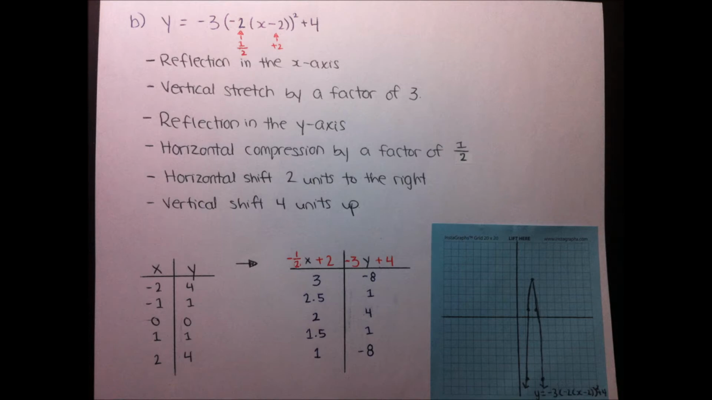For how the equation would be obtained, there is a reflection in the x-axis, a vertical stretch by a factor of 3, a reflection in the y-axis, a horizontal compression by a factor of 1 over 2, a horizontal shift 2 units to the right, and a vertical shift 4 units up. If you were asked to graph this function, you would write down the key points for a parabola since it is a quadratic function. To get the new values, you would multiply x by negative 1 over 2 and add 2, and you would multiply y by negative 3 and add 4.